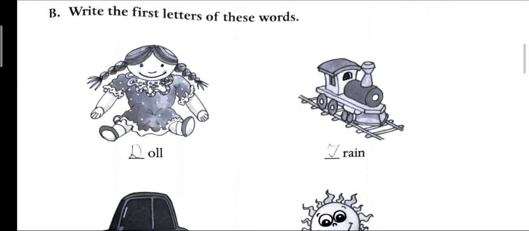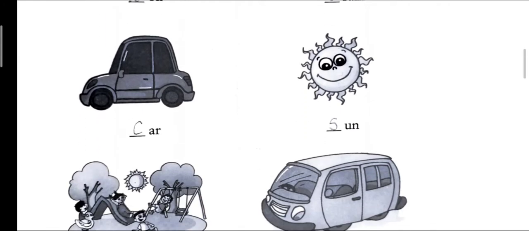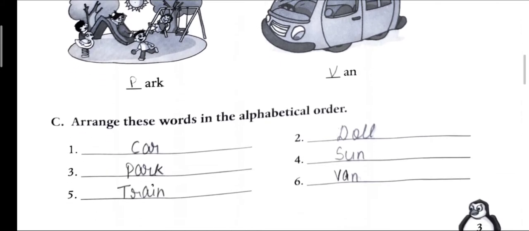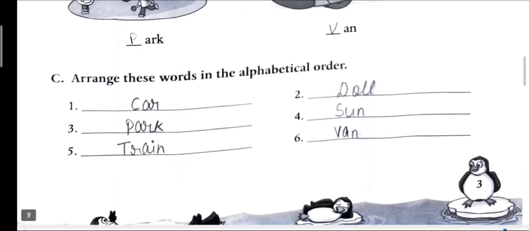Now write the first letter of these words. Here are some pictures given. You have to just write their first letter. Okay. So this is your homework. You will do it yourself. Now next is arrange these words in the alphabetical order. You have to write the above words in the alphabetical order here.